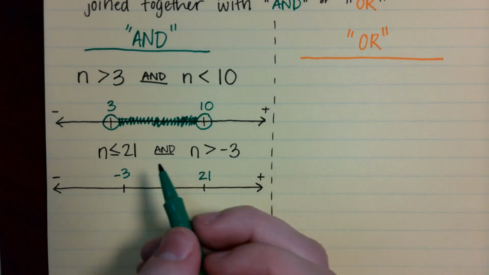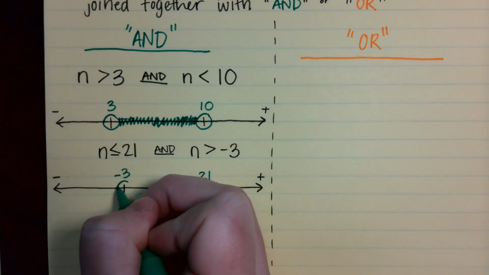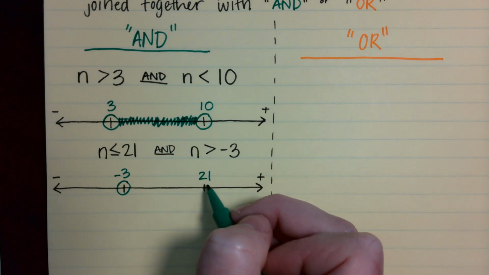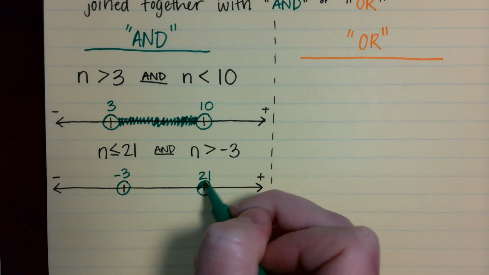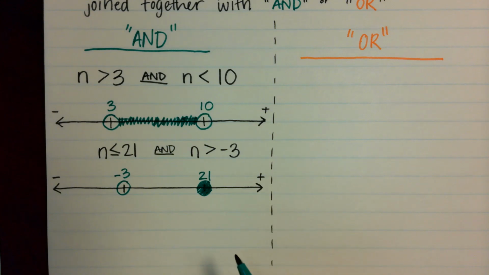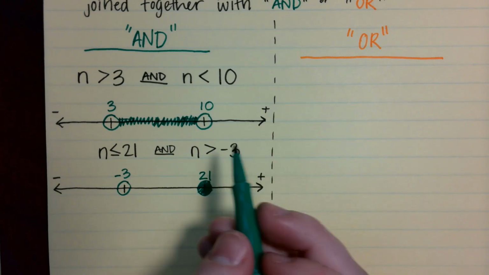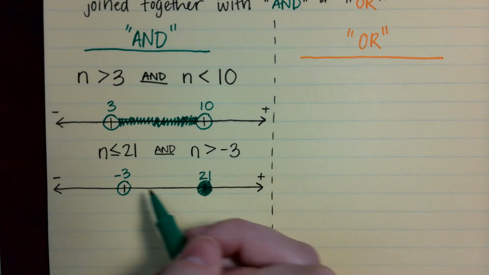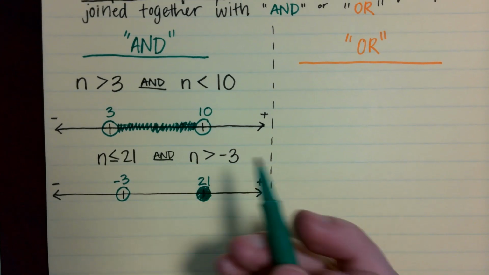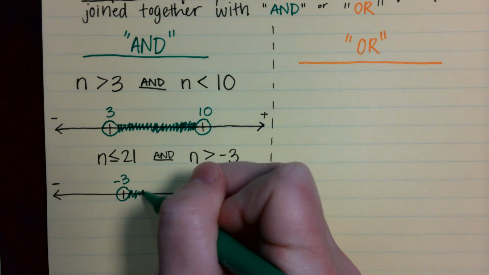Open circle. -3. Perfect. -3's got an open circle. How about 21? Closed. Good. All right. And which direction are we shading for both of these? In the middle. We're shading it right in between them. As a rule of thumb, guys, if we're doing an and inequality, we're always shading in the middle.